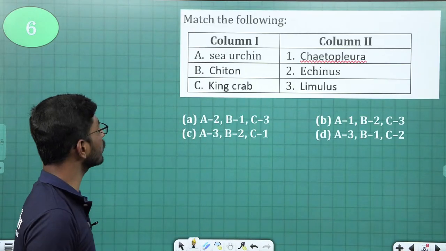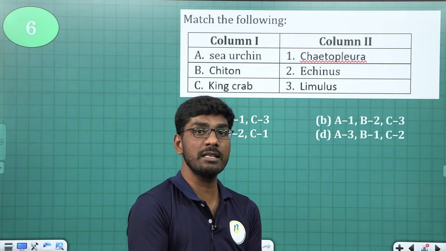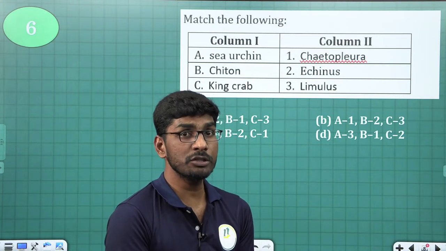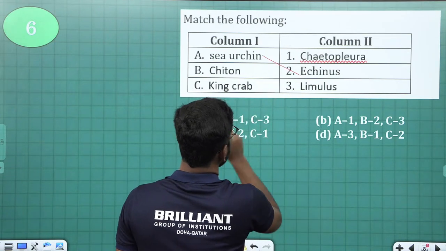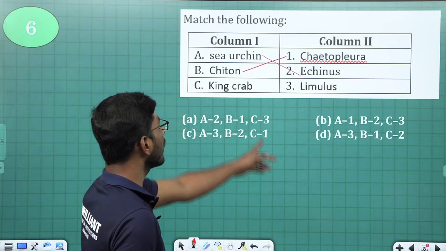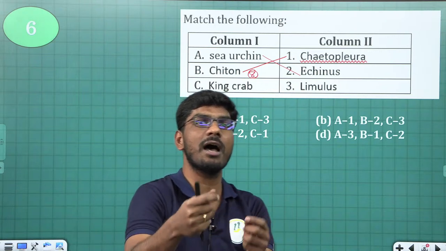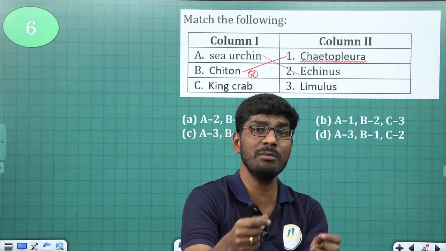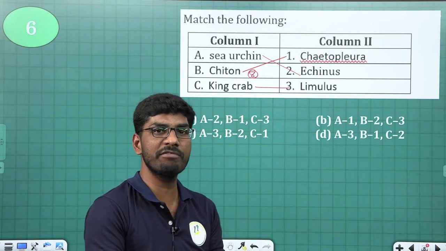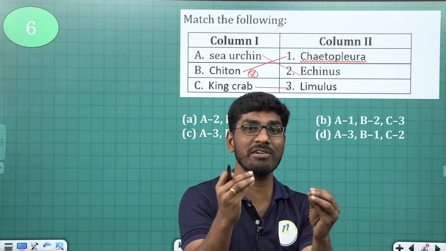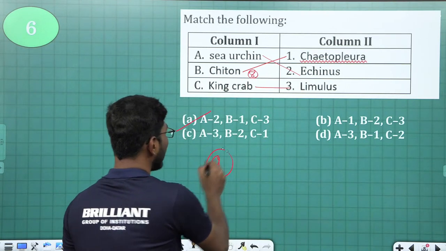Next question is the 6th question. Sea urchin, heart urchin, sea lily, next sea cucumber. These all are echinoderms. Tell me, here I'm writing what? Sea urchin is Echinus. Chiton, Chaetopleura. Chiton, I said 8 shells are there, a multiple shell mollusca. Okay, my dear. Next, king crab, Limulus. Limulus is king crab, a living fossil of arthropoda. So 2, 1, 3. Where is 2, 1, 3? Option A.